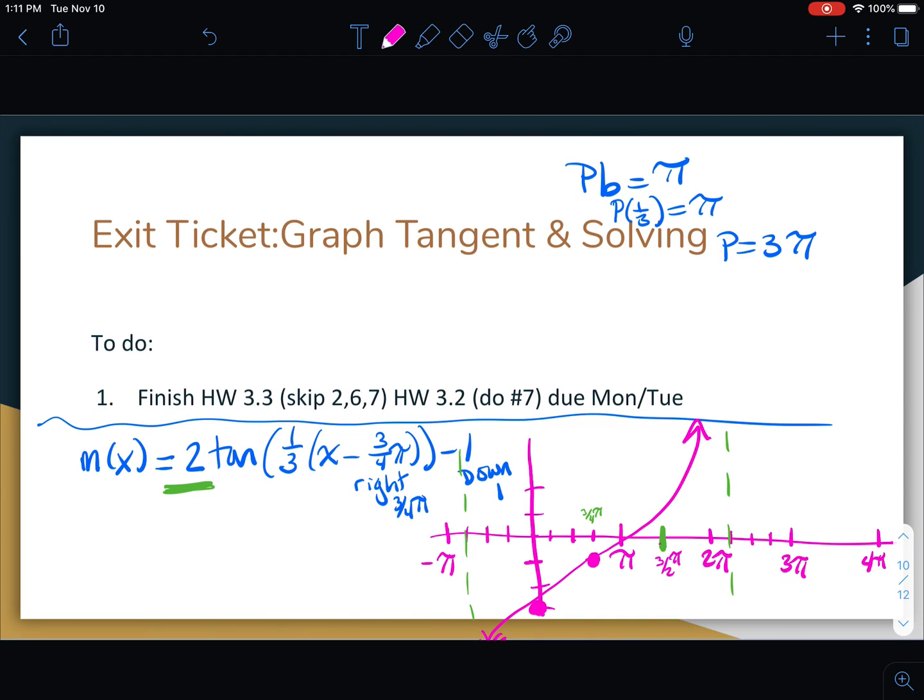Definitely check your work on Desmos. It'll make it easier for you to see what you're doing. Make sure you use that little tool so that you can adjust your x-axis to whichever increment works the best for you. But you can make up all sorts of problems.